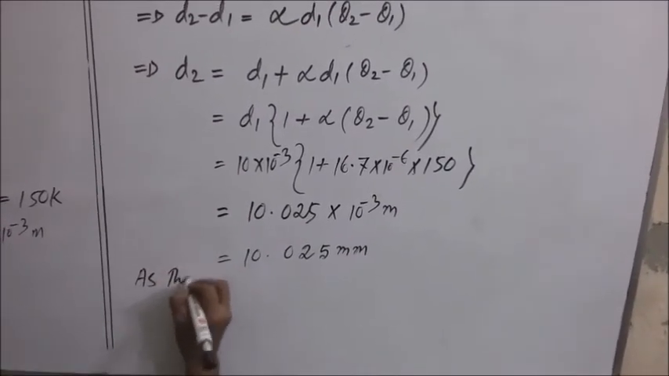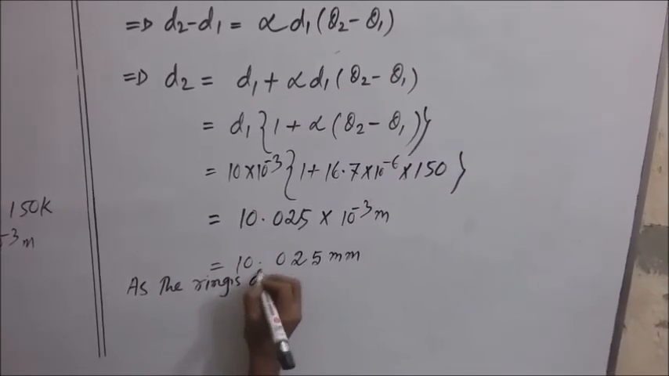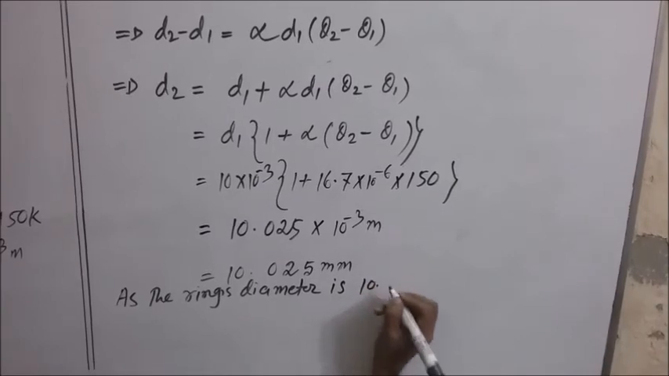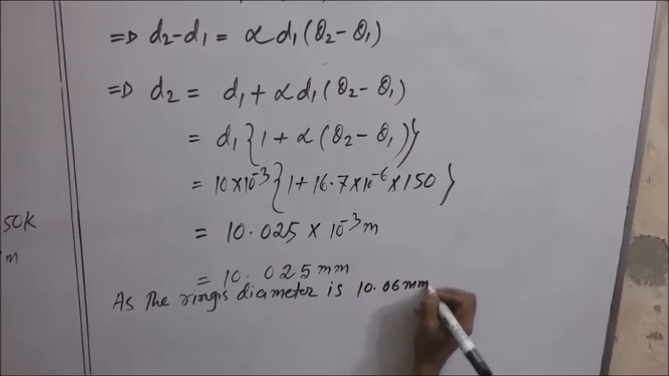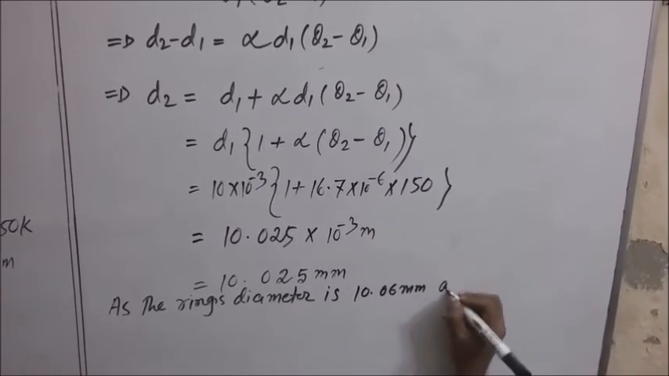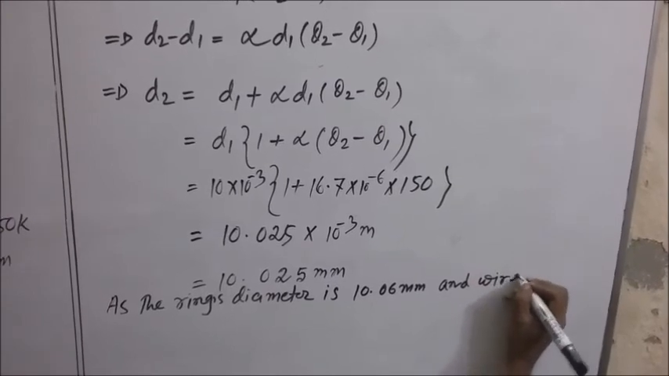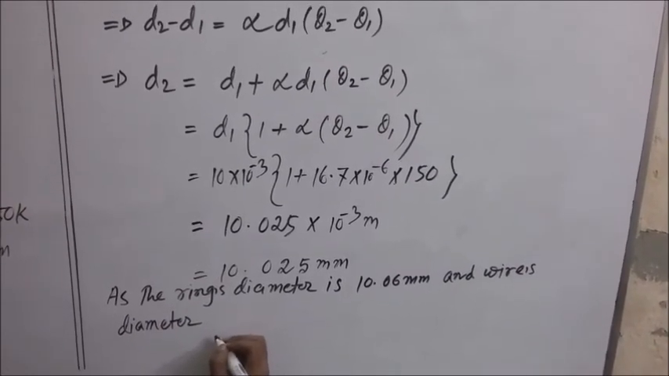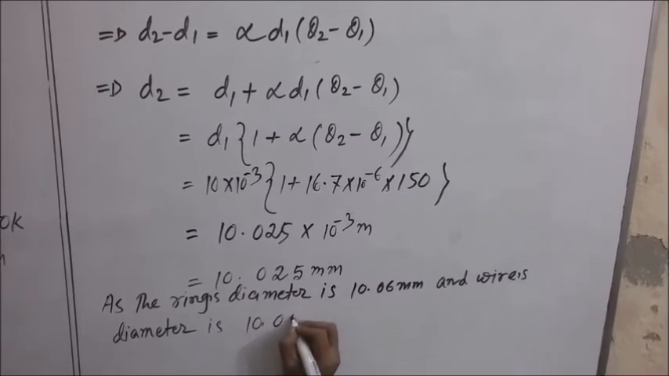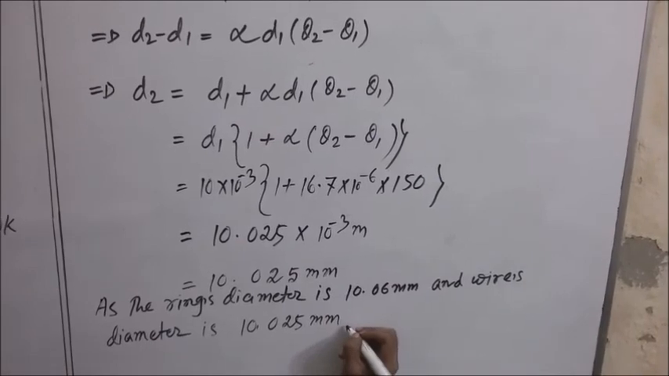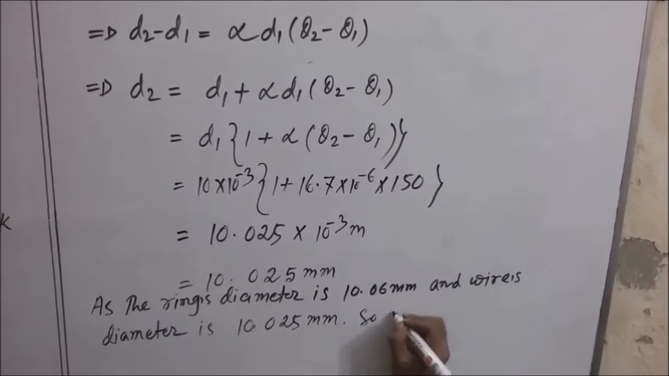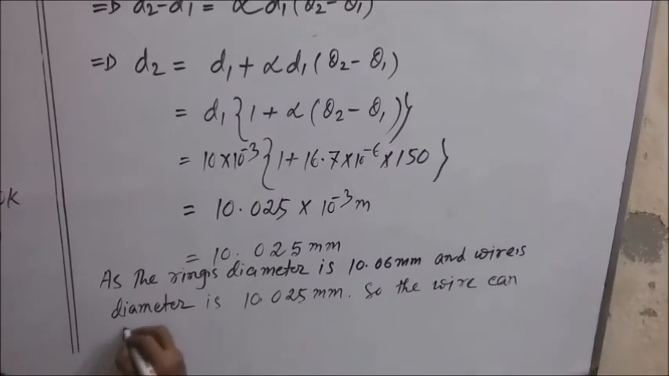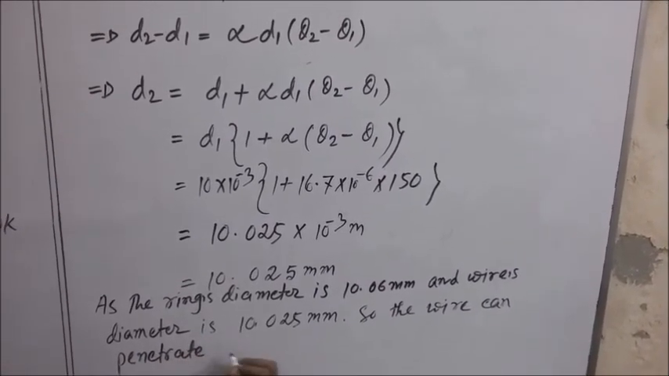As the ring's diameter is 10.06 millimeter and the wire's diameter is 10.025 millimeter, so the wire can penetrate the ring.